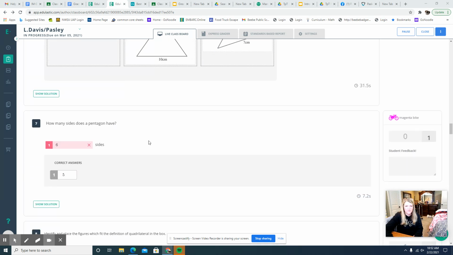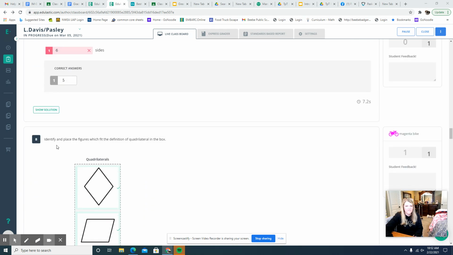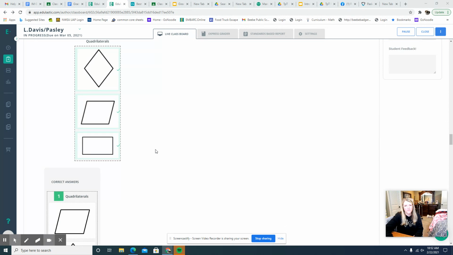How many sides does a pentagon have? That's something that, you just need to remember. Pentagons have 5 sides. Identify and place the figures which fit the definition of a quadrilateral. So quadrilaterals have to have 4 sides. So if it has 4 sides, then it's going to be a quadrilateral.